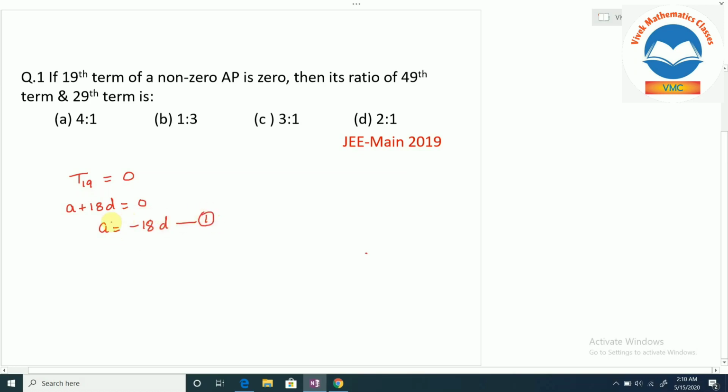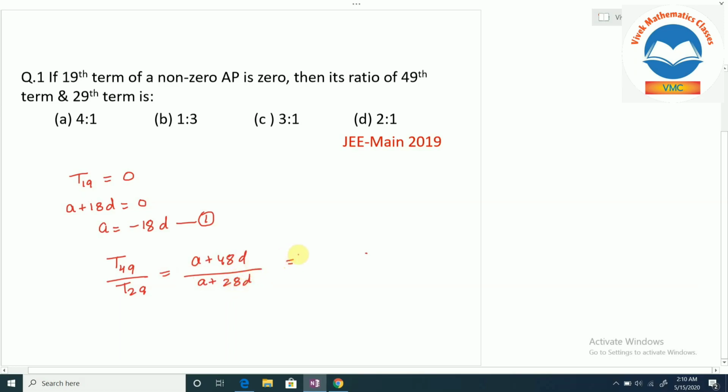Now, next, what do we need to find? We need to find the ratio of the 49th and 29th term. It means we need to find T49 divided by T29. This will be equal to A plus 48D divided by A plus 28D.